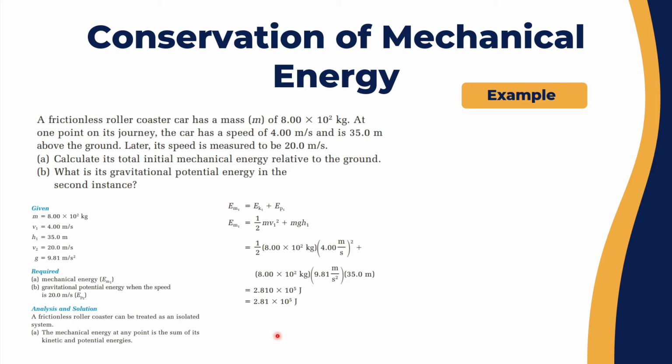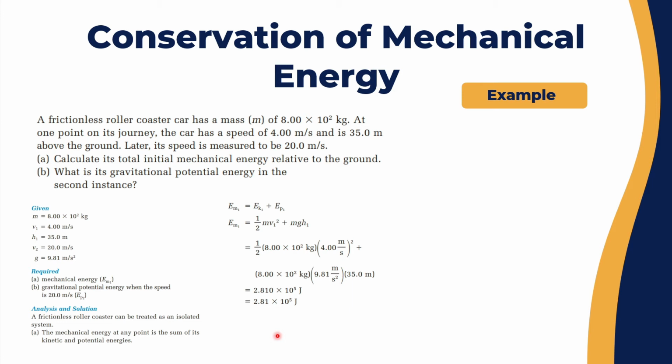Let's take an example on conservation of mechanical energy. We have a frictionless roller coaster car that has a mass of 8 times 10 to the power of 2 kilograms. At some point on the journey, the car's speed was 4 meters per second and it is 35 meters above the ground. Later, the speed is measured to be 20 meters per second. Find the total initial mechanical energy relative to the ground.